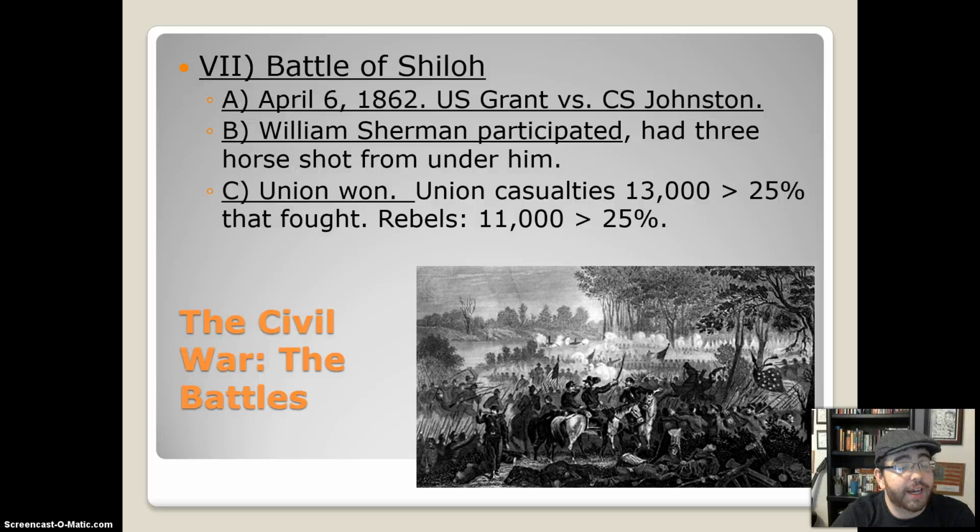And that's a huge casualty problem. And you got to understand, in normal warfare, you're not supposed to have more than 10% casualty rates. That's considered an okay rate. We're at 25. That's huge.